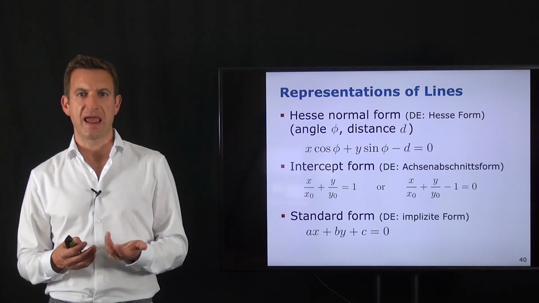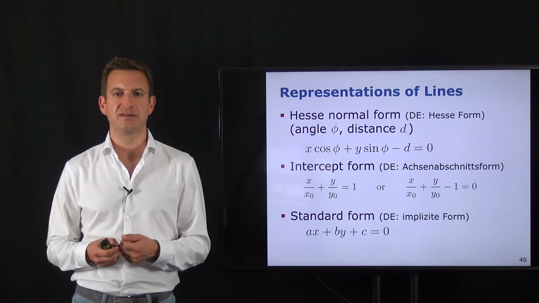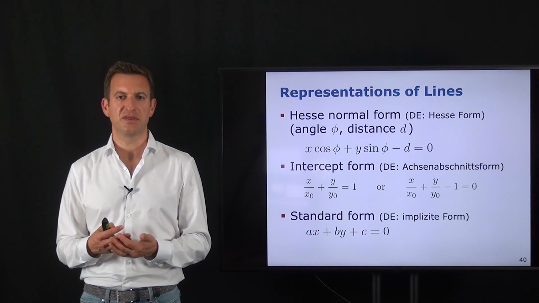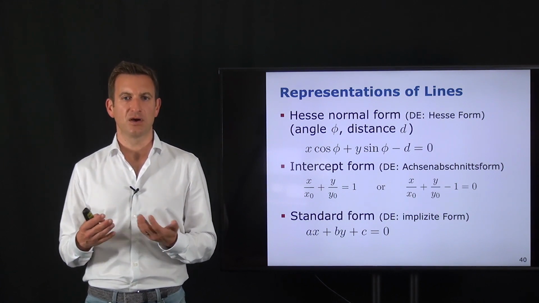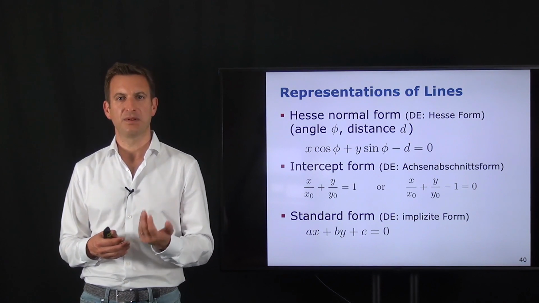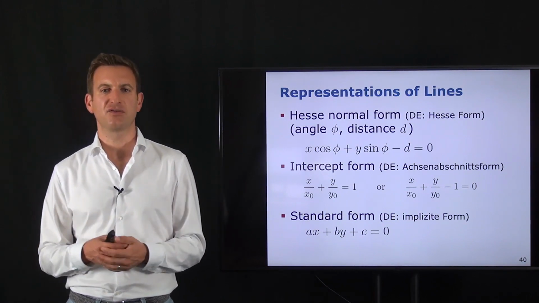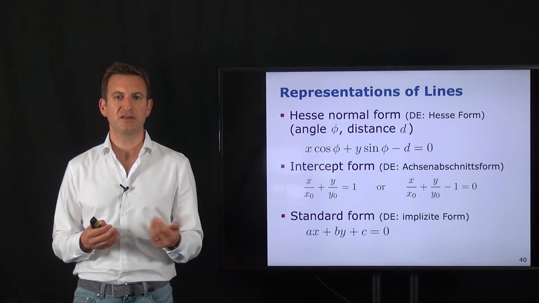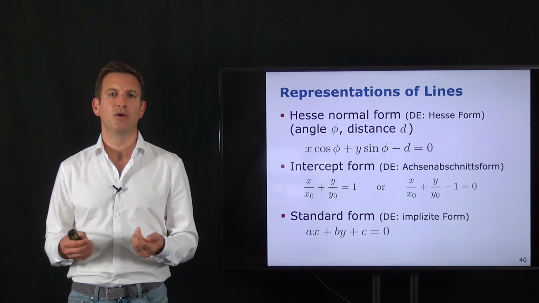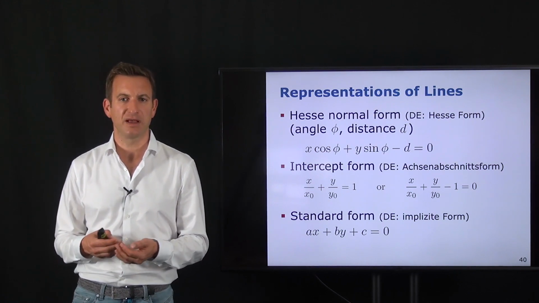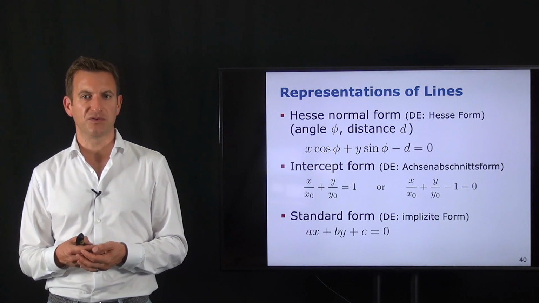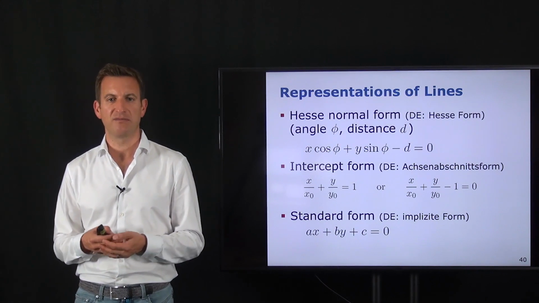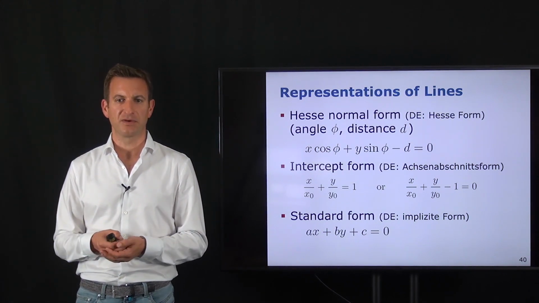There we have an angle which represents the direction of the line and a distance d from the origin, and we can express this line with the equation x times cosine of the orientation of the line plus y times the sine of the orientation of the line minus the distance d to the origin should be equal to 0. Or you can go for this intercept form, which is shown here, or most prominently the standard form ax plus by plus c equals 0. And this is all called the implizite form in German, or the standard form, which is a common way of describing a line through this form of equation.